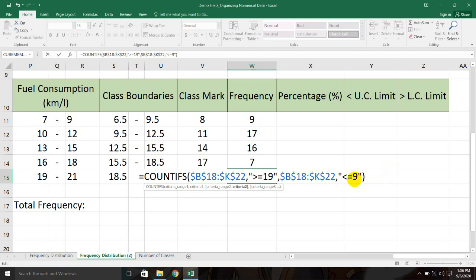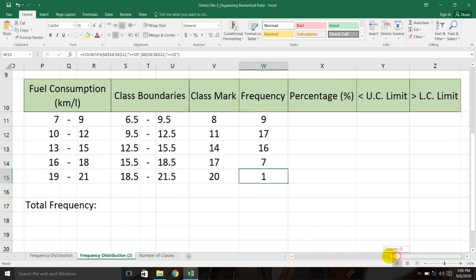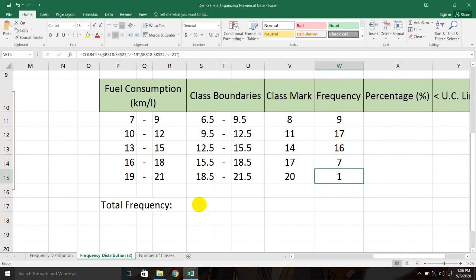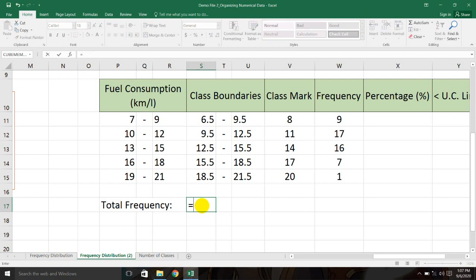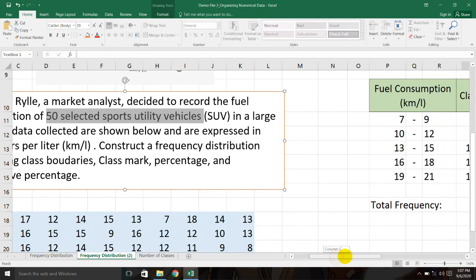This is very helpful because if you have a data set containing 500 values or 1,000 values, it will be easy counting them if you know this function. And to check whether our frequencies are correct, we need to get the total frequency. So I place a separate row here for the total frequency, and the formula is just SUM. The sum of all these cells is equal to 50. And that's definitely correct, because in the given, we have 50 selected SUVs.